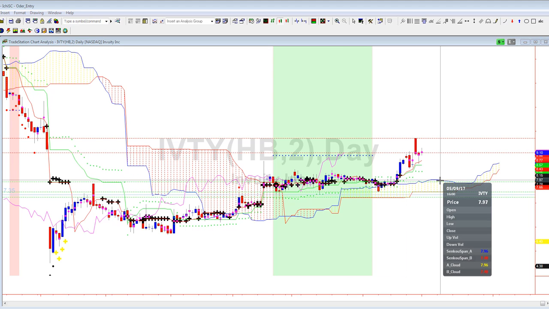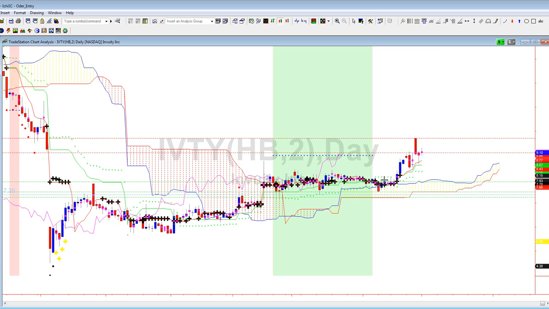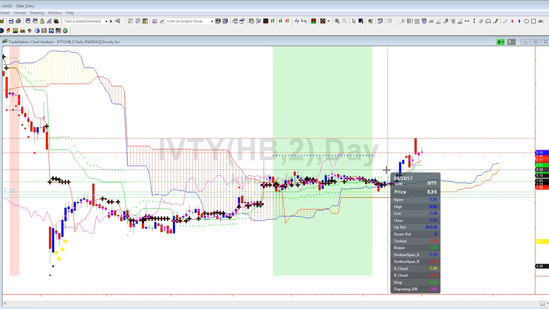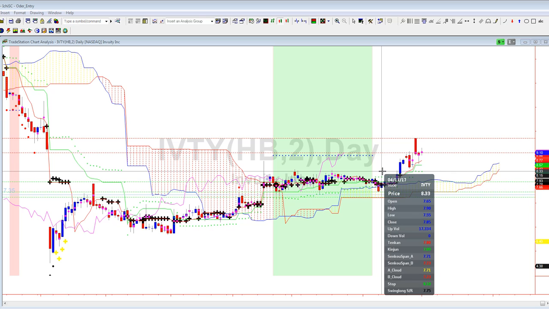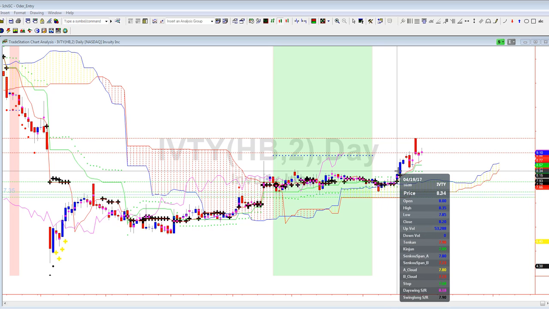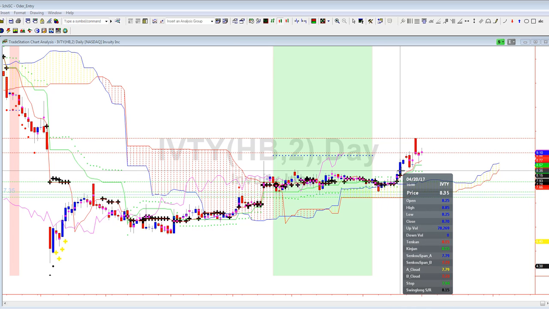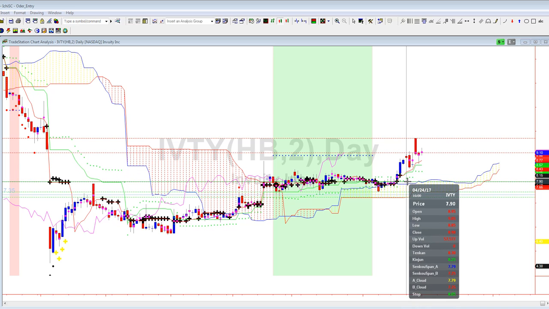So let's just take a little look at that. Okay, so 7.90. It did nothing. You could have even bought more. It held the crosses all through here. Basically just doesn't move. And then all of a sudden, you get a break of the cross here.